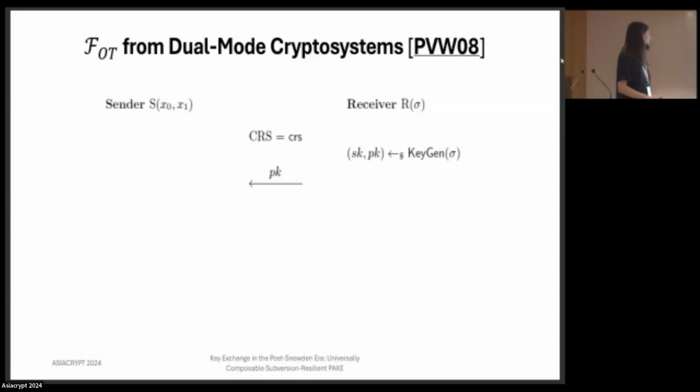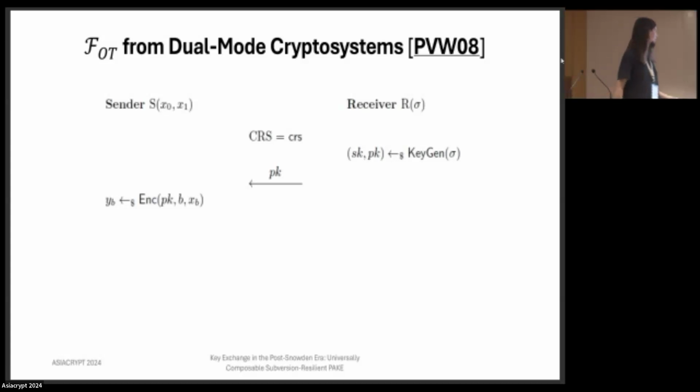The starting point was this protocol for OT due to PVW, which relies on dual mode crypto systems, which very roughly are public key crypto systems that additionally have this notion of encryption branches. As you can see, the receiver here is producing a key pair for such a crypto system by also specifying a choice bit. And this choice bit will be basically the encryption branch of choice of the receiver that will be used for the remainder of the protocol.